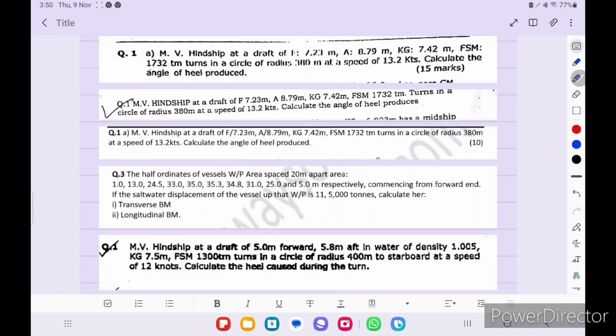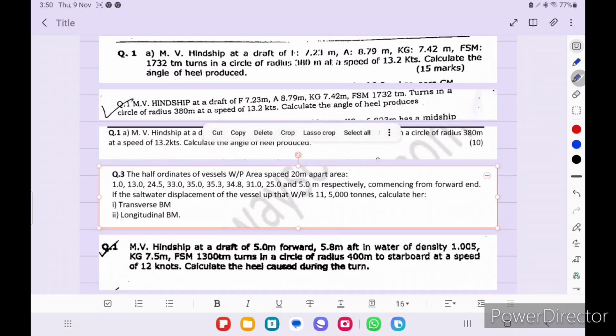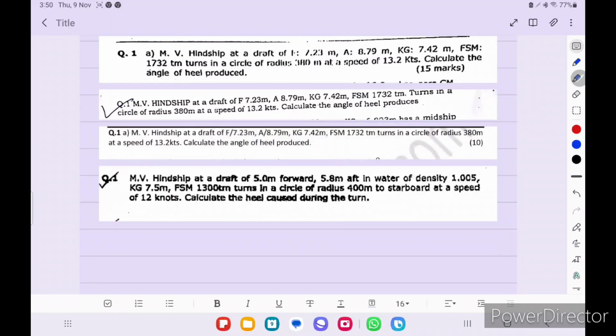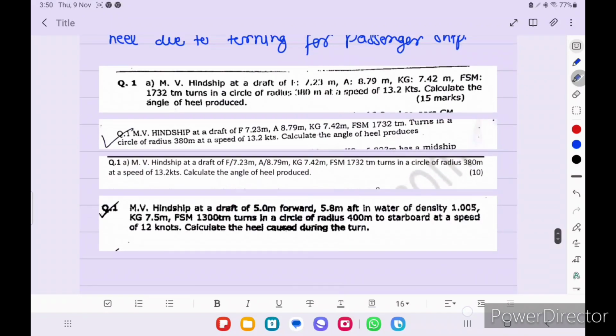So you can say this all the same way. All this is past MMD paper. The similar way you can solve, and you can write your answer in the comment box.